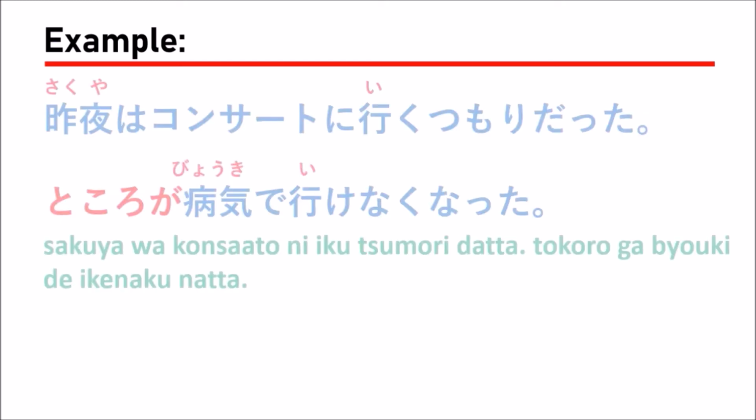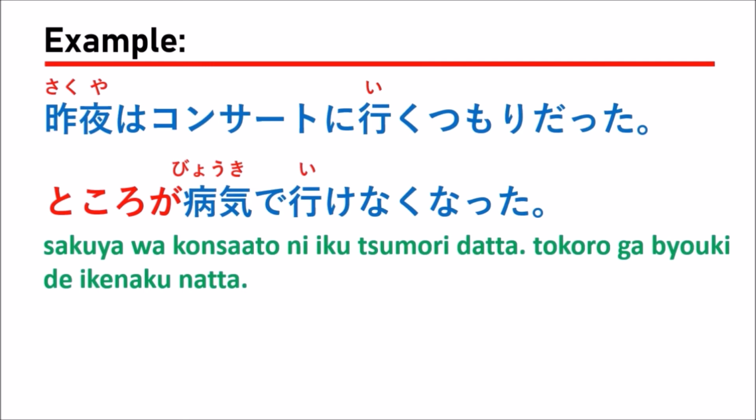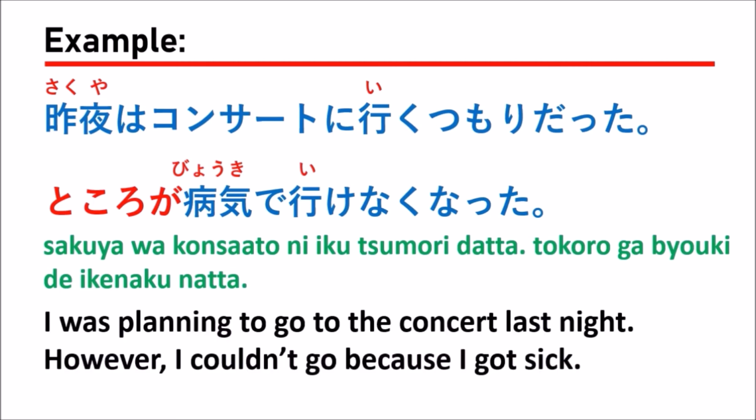Let's see the next example. 昨夜はコンサートに行くつもりだった。ところが病気で行けなくなった。Which means I was planning to go to the concert last night. However, I couldn't go because I got sick.